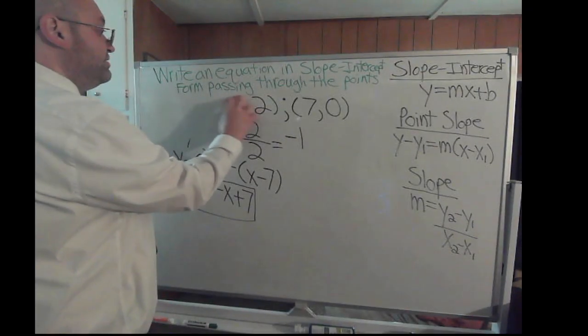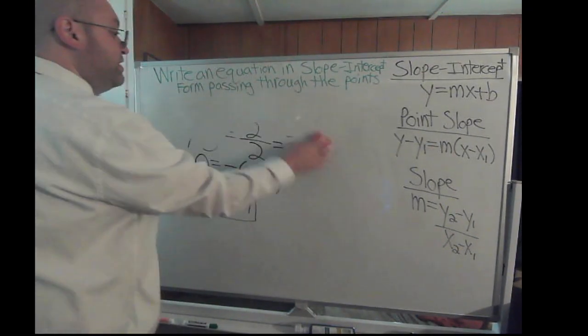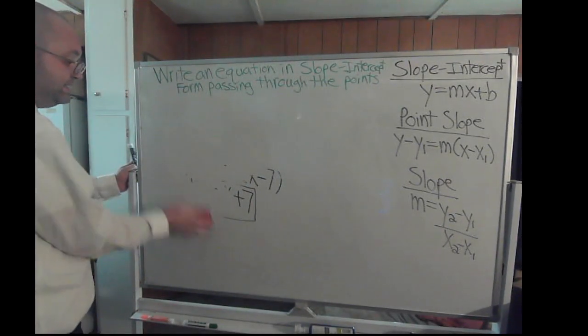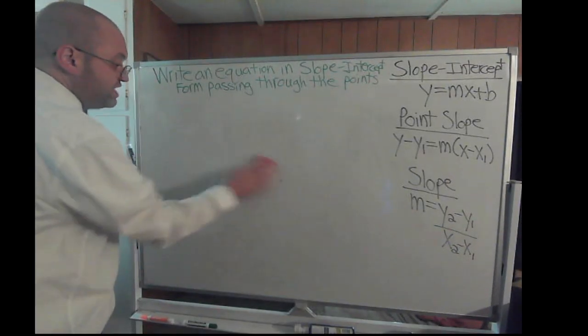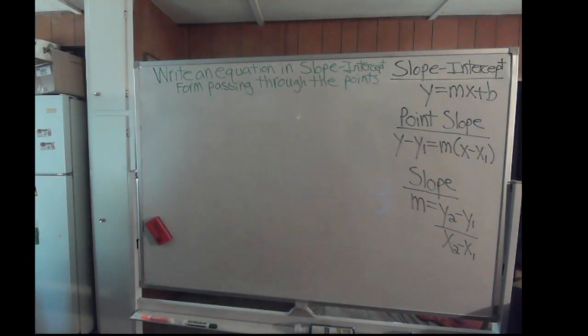If you have a 0 as one of your coordinates, personally I recommend going with that particular point. That's going to make your life a lot easier. Now, if neither of them have a 0, then you kind of just got to pick a point and run with it. But always take the shortcut if you can.